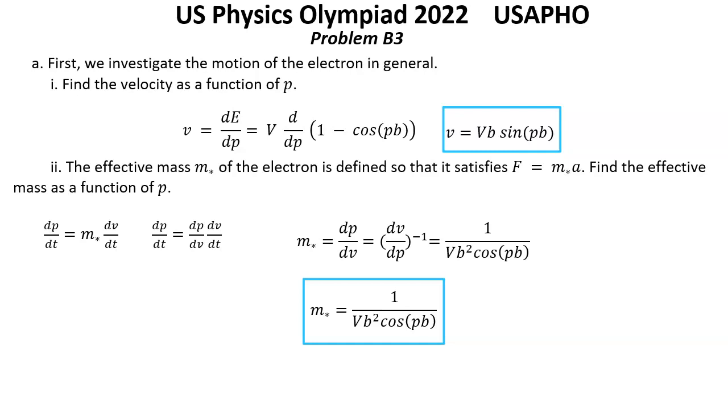Note that at some points this mass is negative. Applying a forward force can cause an electron to accelerate backwards, which leads to the strange result we will find in part B2. This doesn't contradict conservation of momentum, because the forward momentum ends up imparted to the crystal lattice, causing the solid as a whole to recoil.